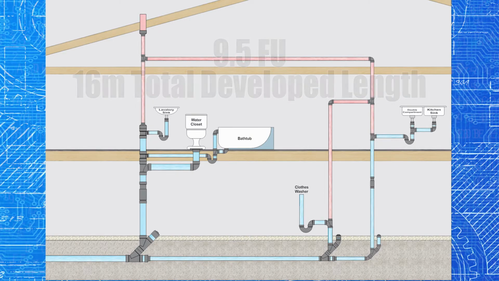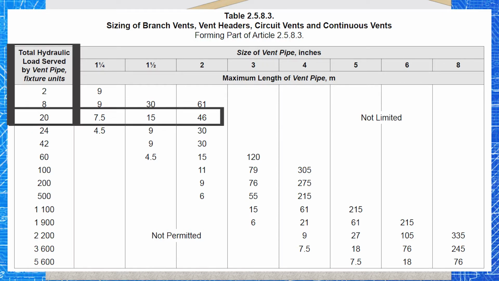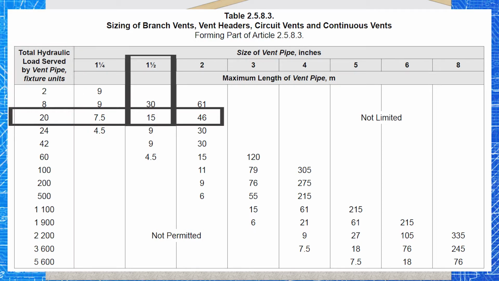I go and open up table 2583. I go down the left-hand side. I go down to 8. Well, that's not quite good enough. Let's go to 20. Across to the right. And we have 16 meters of developed length. Well, notice at 1.5 inches, that's only good to 15. So we actually need to go to a 2-inch vent header.